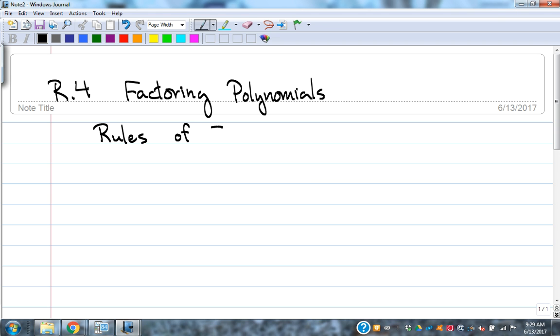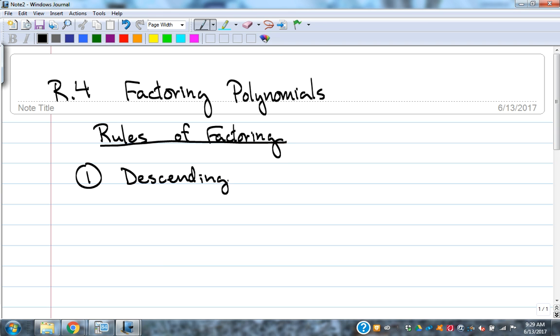So my rules of factoring. The number one rule is that the problem is in descending order. And again, you're going to look at the exponents to get there. Descending order. So that means you need something like x squared, then plain x's, and then the numbers. Okay, so descending order.